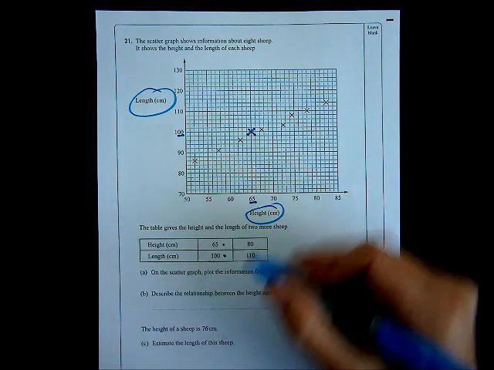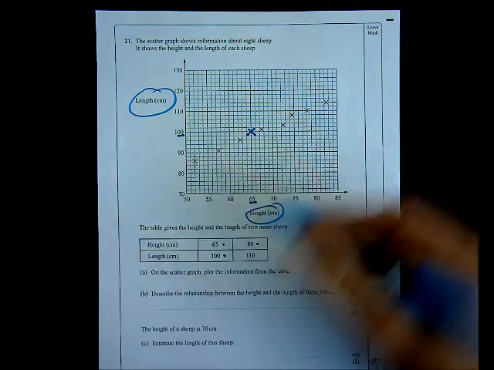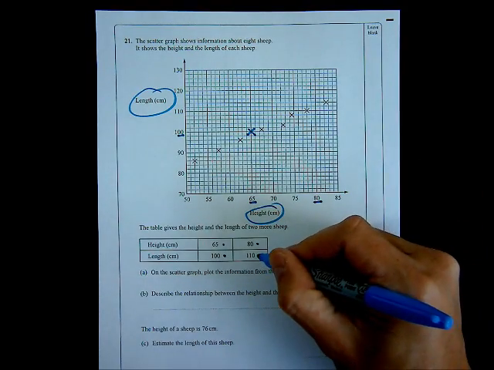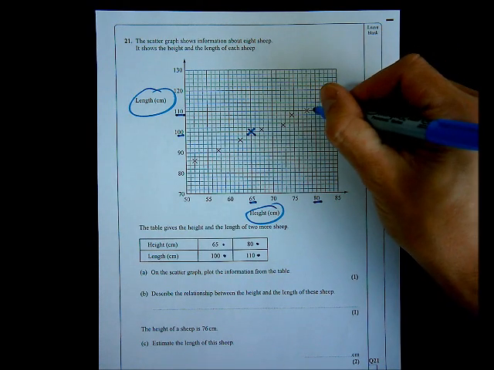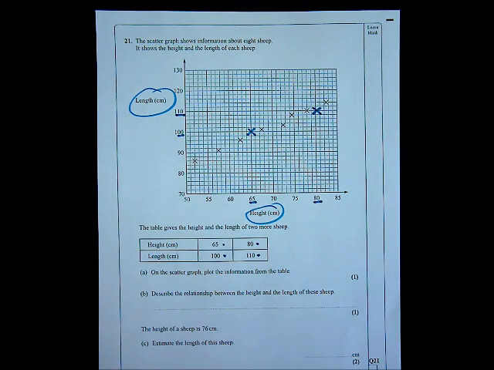And the second sheep is at a height of 80, which would be across here, and the length of 110, which would be up here. And again, I just need to place a cross at the intersection of those 2 points.